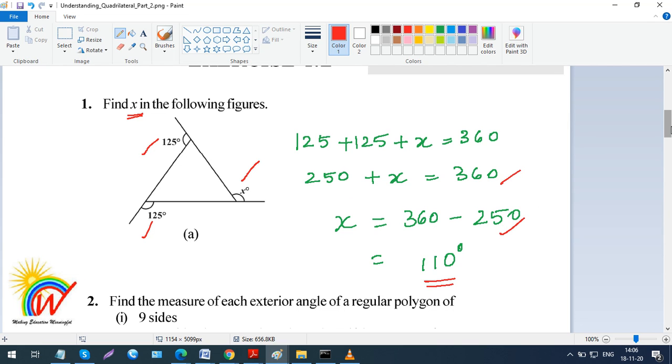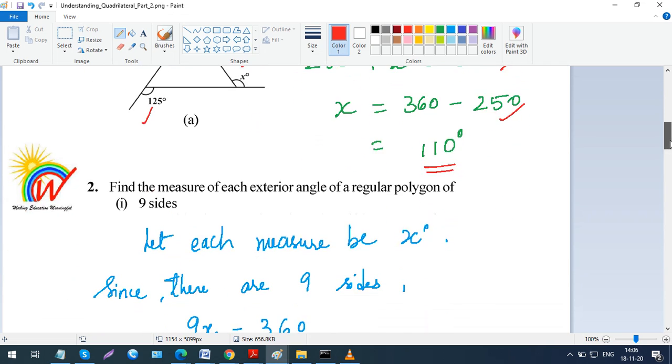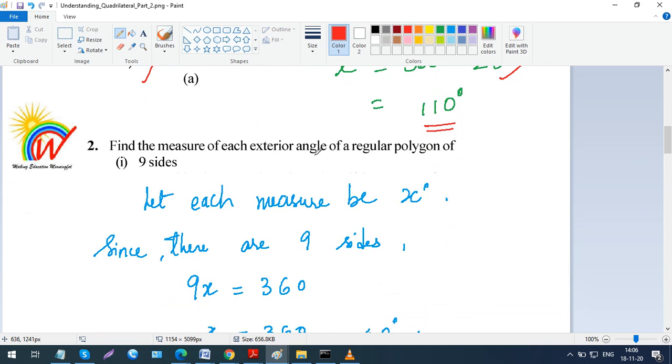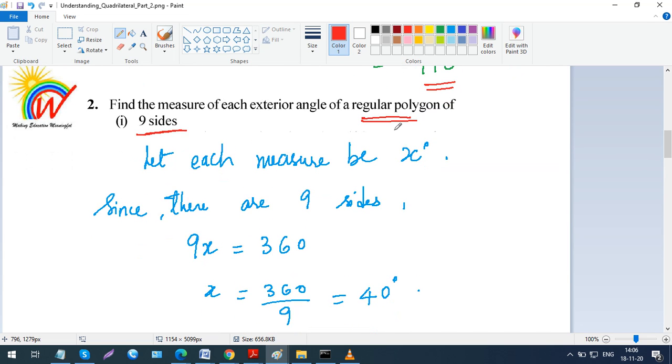Now find the measure of each exterior angle of a regular polygon of 9 sides. There are 9 sides, so they are going to have 9 angles also, and it's a regular polygon. A regular polygon has equal angles, right? So even the exterior angles will be equal. As I told you, a regular polygon is equilateral and equiangular. So if the angles inside the regular polygon are equal, the exterior angles are also going to be equal, right? So let us say each measure is x.